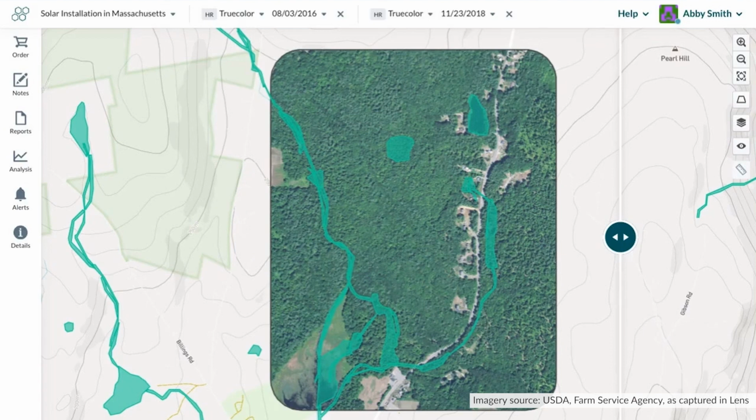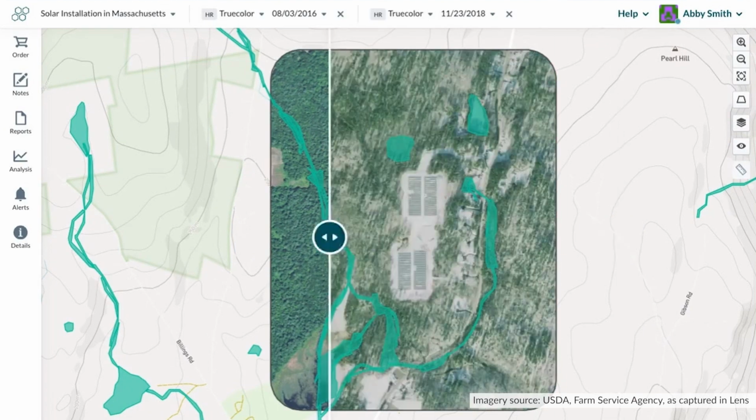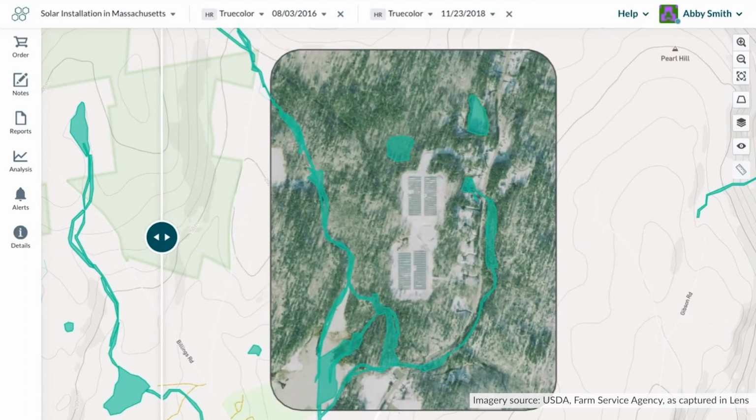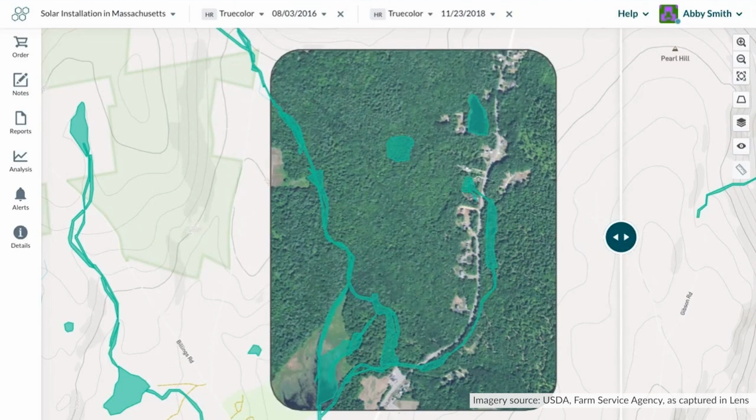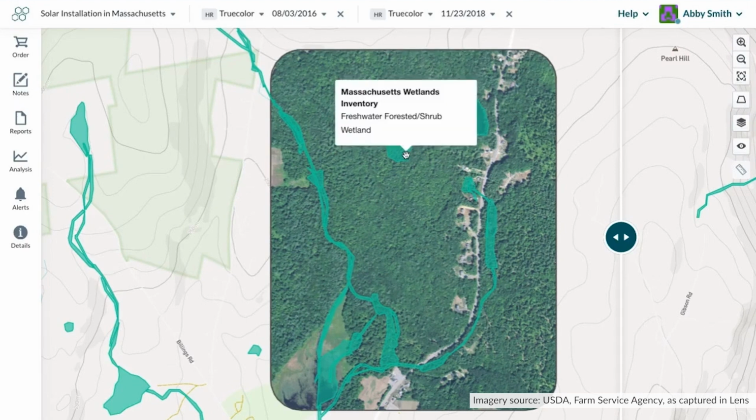This is a solar project, so here we're looking at NAIP imagery from 2016 compared to 2018. You can see here where the solar farm was installed. But back in 2016, when they were doing the planning for this project, they may have looked at the National Wetlands Inventory dataset, which you can see overlaid on the map here.